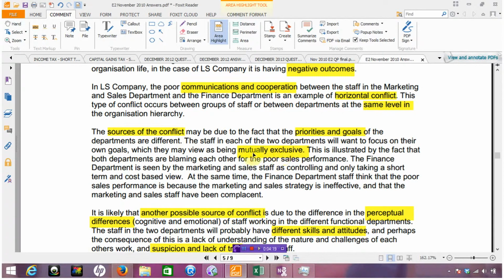They also make the point that obviously these goals and priorities may well be mutually exclusive, and that's unfortunate for the company. So a little bit of regurgitation here of what's in the actual scenario.